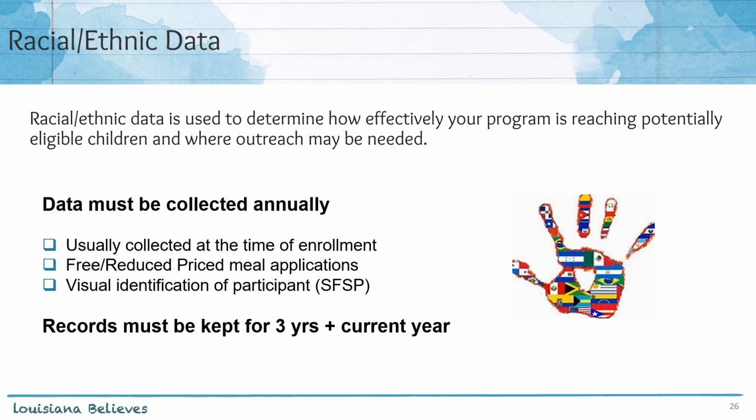The collection of this information is strictly for statistical reporting requirements and has no effect on the determination of their eligibility to receive program benefits. This data must be maintained in a confidential file for 3 years plus the current year, and this information should be restricted to authorized school personnel and other authorized state and federal personnel when requested. Racial and ethnic data is used to determine how effectively your program is reaching potential eligible children and where outreach may be needed.